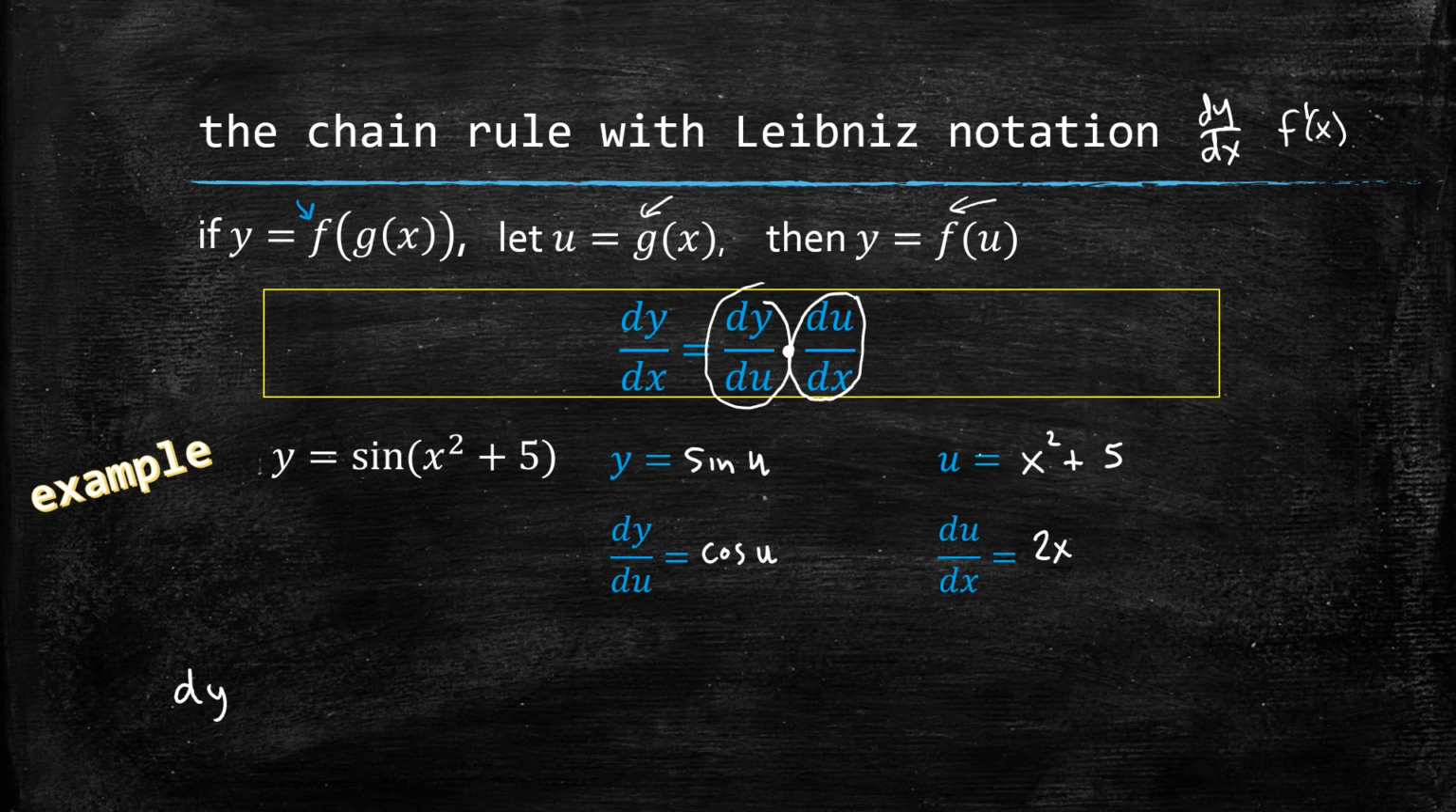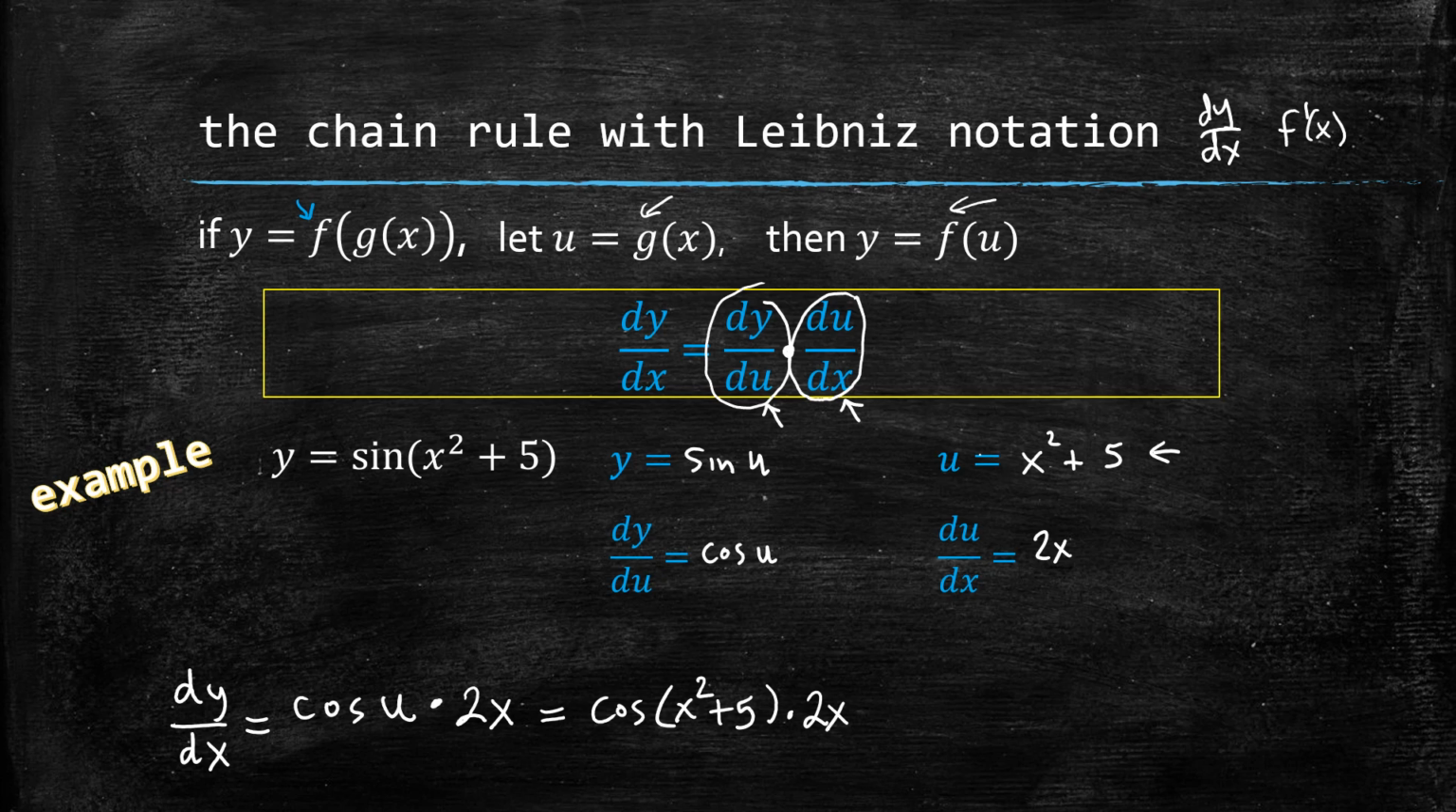So putting this into the chain rule above, dy by du is the first part, so I'm going to put cosine u in there, times du by dx, which is 2x. Now, that's not much use with u still in there, but why not replace it, since I know what u is. We made u to be x squared plus 5. So replace that, and then put the 2x, and there we have it.